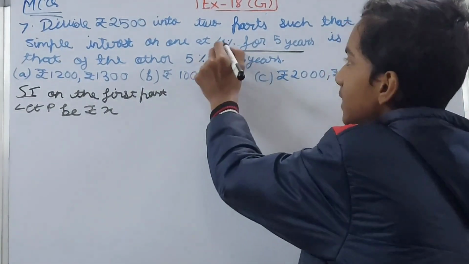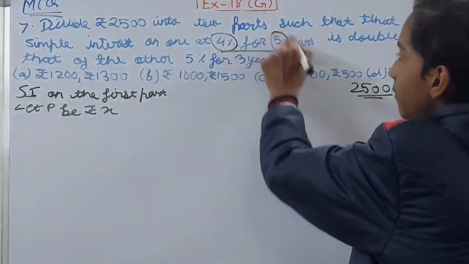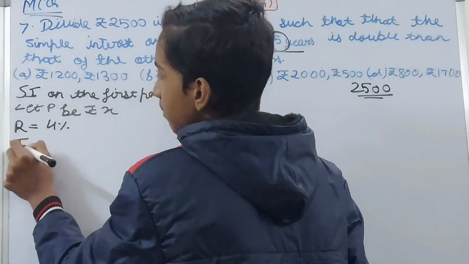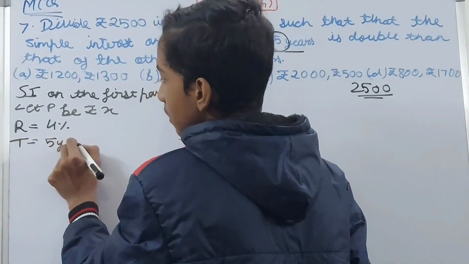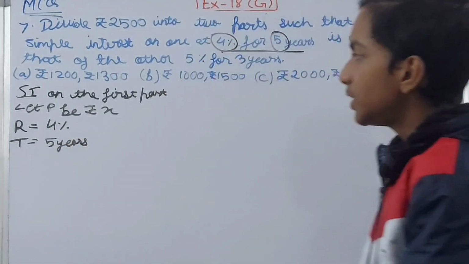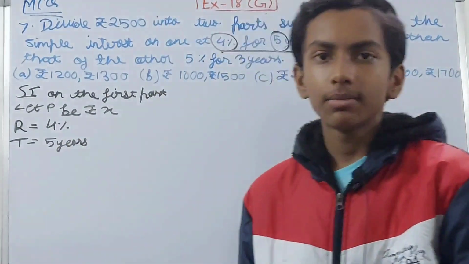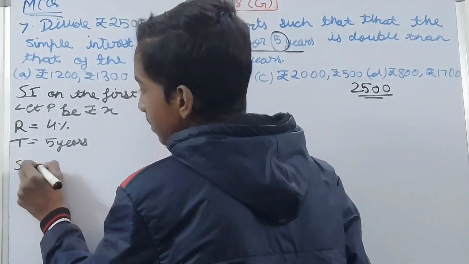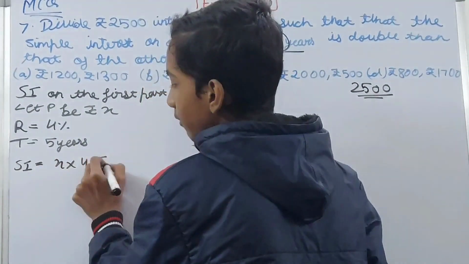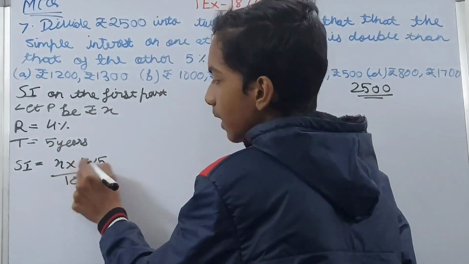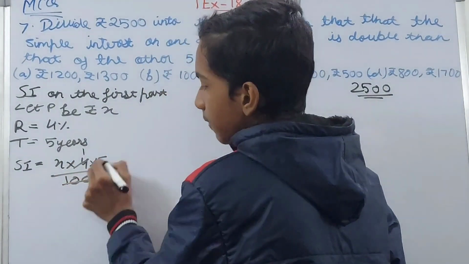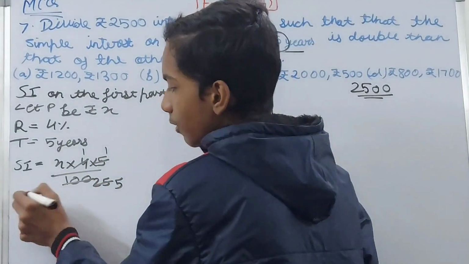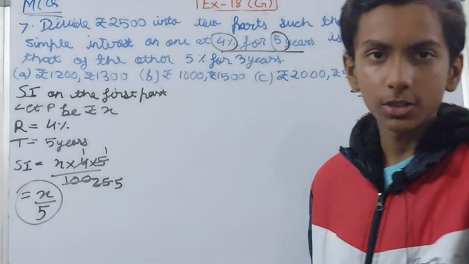Now in the first condition, 4% is the rate, 5 years is the time, so R becomes 4% and time becomes 5 years, right? Now we'll find the simple interest as well, right? So the simple interest becomes X into 4 into 5 upon 100. Use the PRT formula, right? So 1, 25, 1 and 5. You can do the calculation on your own as well. So X upon 5 is the simple interest on the first part.